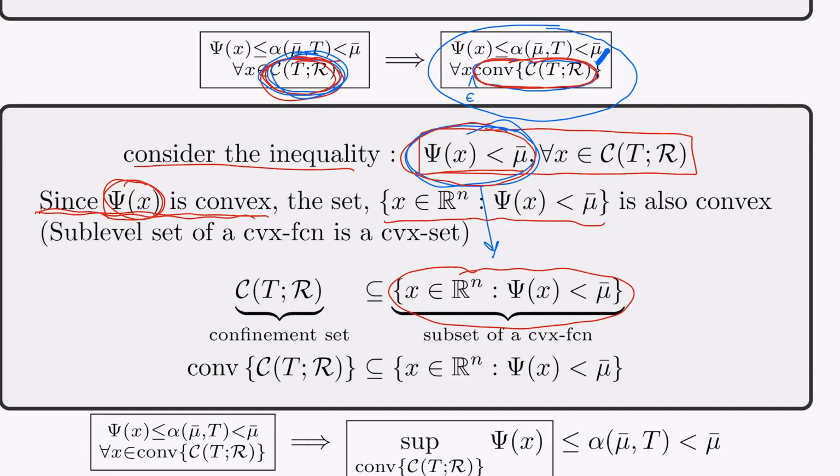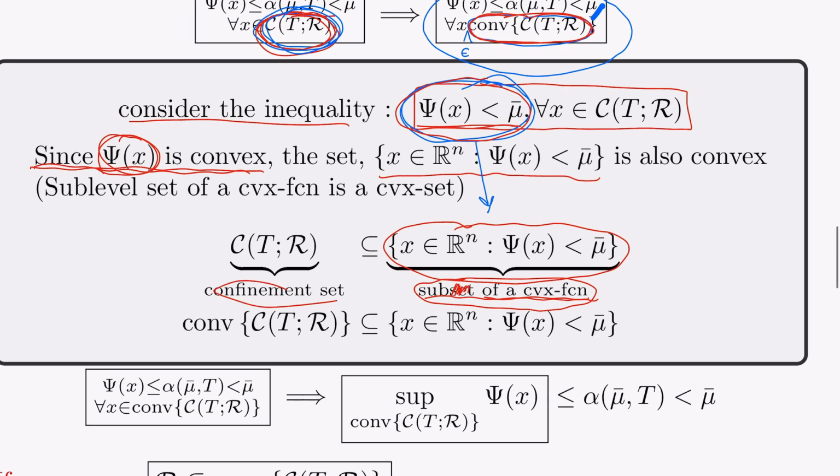And the set of all the points that satisfy this inequality is a subset of a convex function. Not subset, oh my god, there are so many terms, it's so annoying. I should have said sub-level set of a convex function. Okay, and here's the thing. This is the confinement sets.